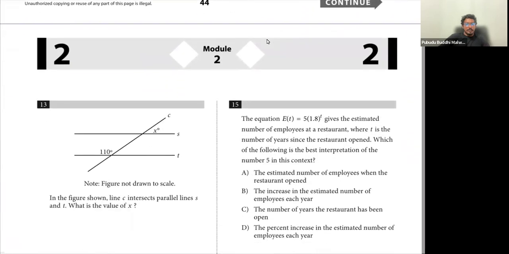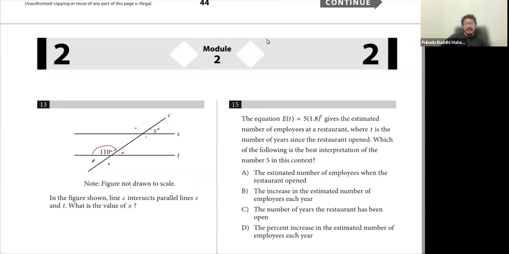This is also a nice question. Parallel lines, we need the x value. In fact, using this angle, you should be able to compute, let's say, all of these angles, altogether 7 angles. You should be able to.